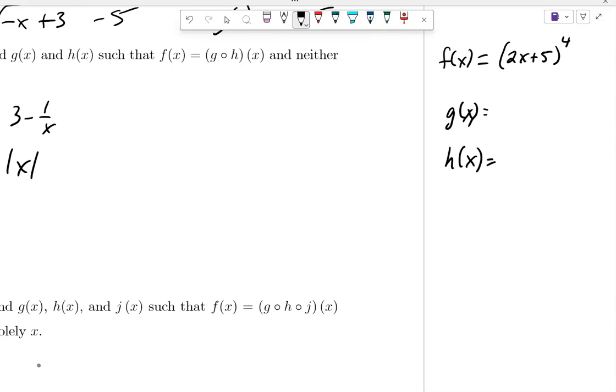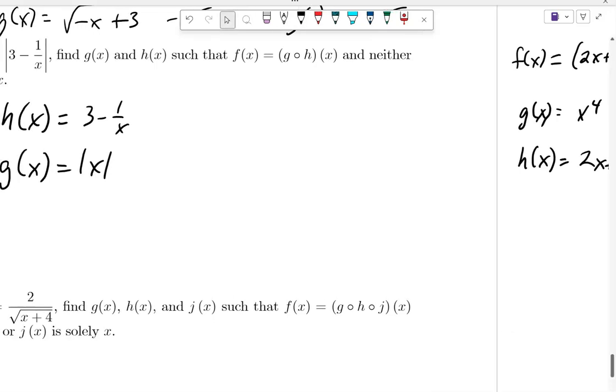Again, if you're putting something in for x, what would be the last thing you would do to simplify? You take it to the 4th power. So what should your outside function be then? x to the 4th. Good. What's on the inside of the 4th power in this case? 2x plus 5. So I'll make it 2x plus 5. Is that making sense? Okay. All right, let's look at this last one.